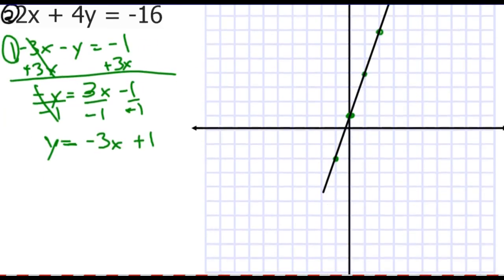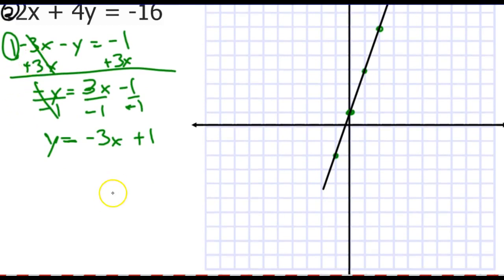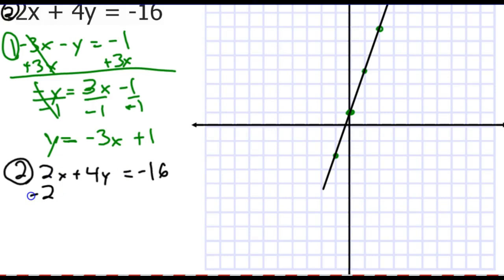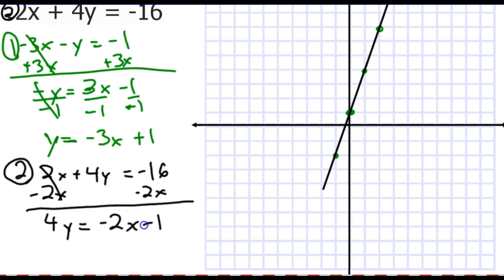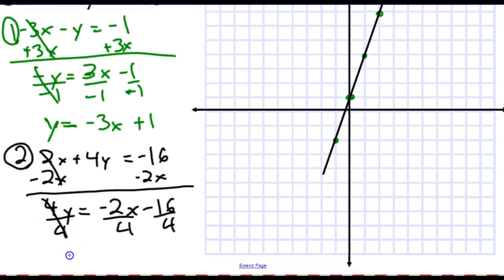Second line, we're going to take 2x plus 4y equals negative 16. And subtract the 2x. And we get 4y equals negative 2x minus 16. We divide by 4. We'll get y equals negative 1/2 x minus 4.